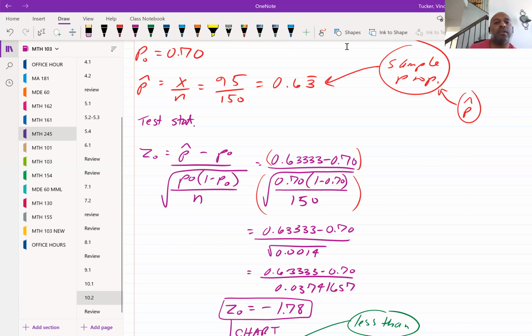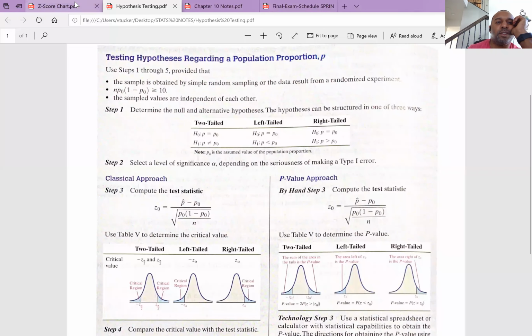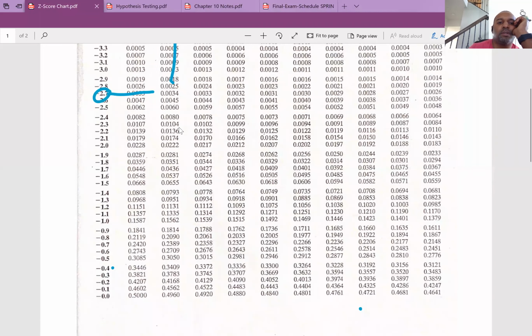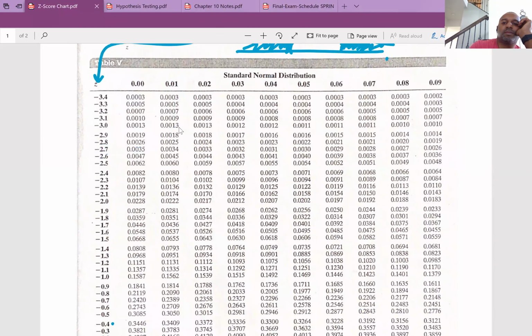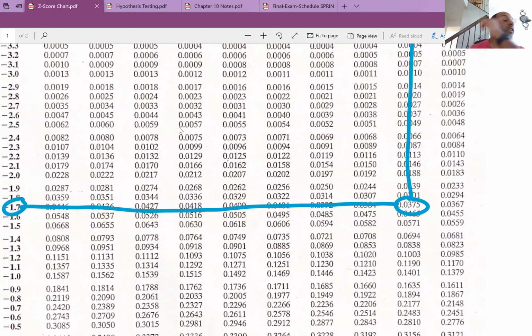All right, is everybody okay? All right, so go to the chart, and just a reminder of our chart and how we use it. And that email sent you a z-score chart as well. There we go. So we're looking at negative 1.78. So that's 0.0375.